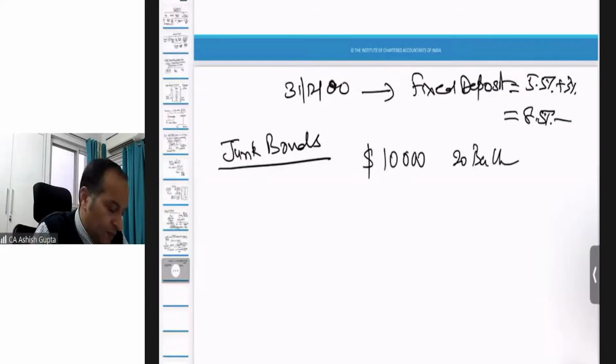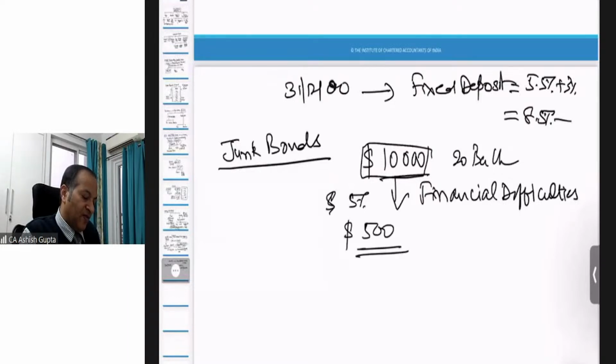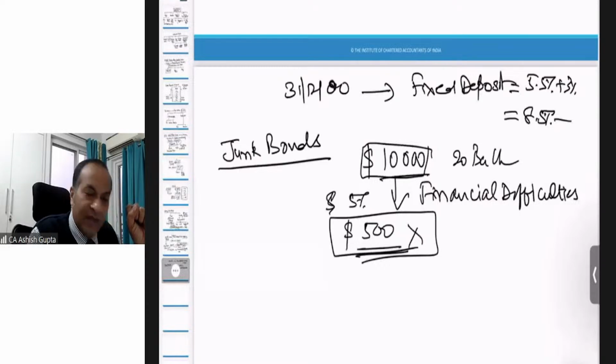It was going on well. What happens? All of a sudden, there were some financial difficulties with the company. So it may be possible that the bonds had been issued at, say, 5%. So the company is supposed to pay 500 interest per annum. Now it may be possible that due to financial difficulties, the company may have stopped paying the interest. Of course, when they stop paying the interest, the debenture starts losing its value.